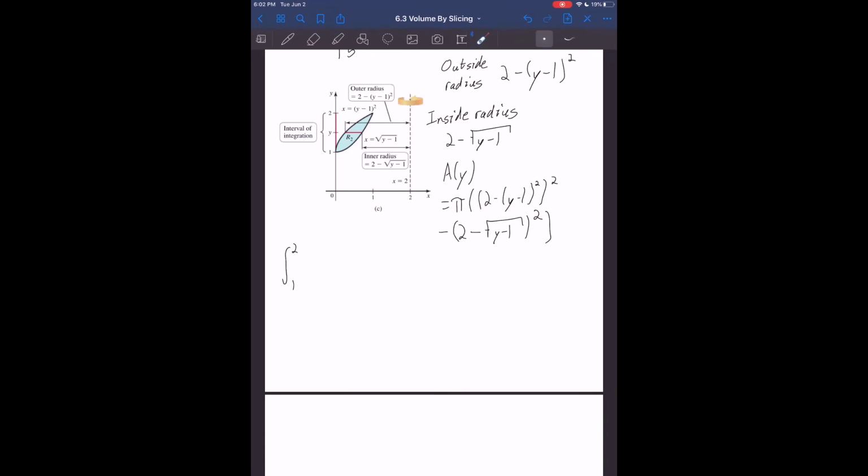Very important to note, right? We're doing things in terms of y instead of in terms of x. So I'm looking at my y values as my integral bounds instead of my x values. So integral from 1 to 2 of pi times (2 minus (y minus 1) squared) squared minus all of this squared dy. I forgot an extra parentheses. There we go. That was a bad parentheses.